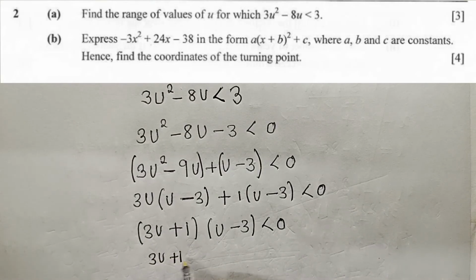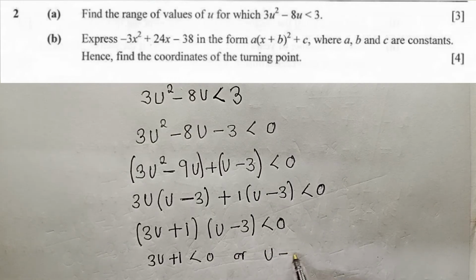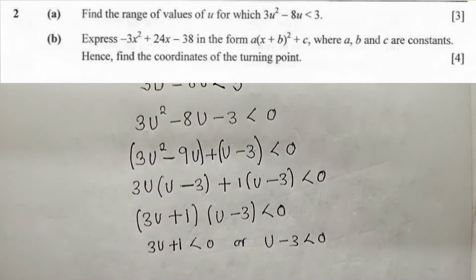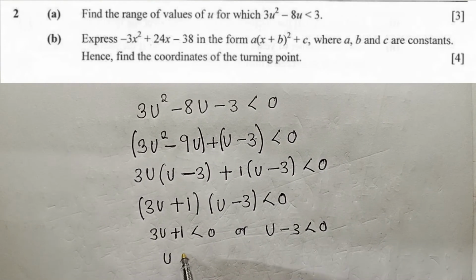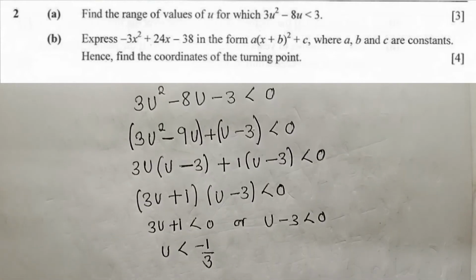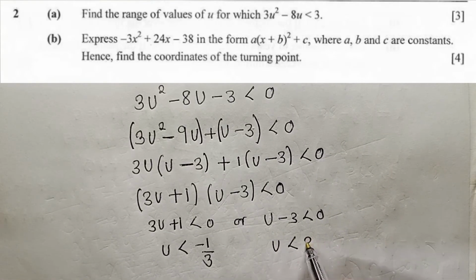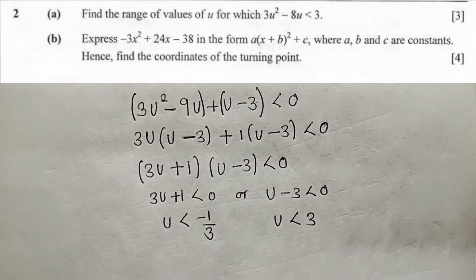3u plus 1 less than 0, or u minus 3 less than 0. So here u is less than negative 1 over 3. So it's one of the solutions. The other solution, u is less than 3. So I've got these two solutions.